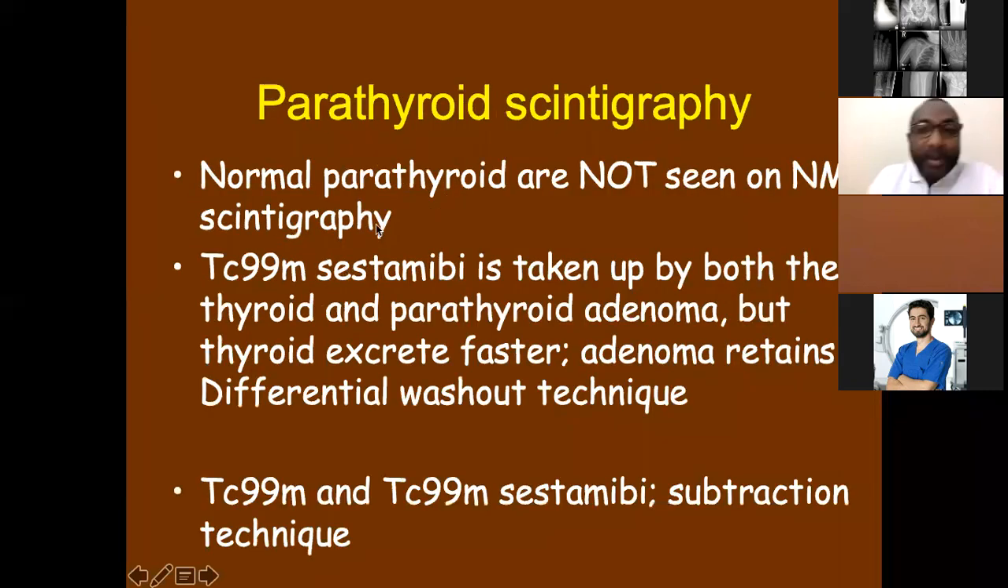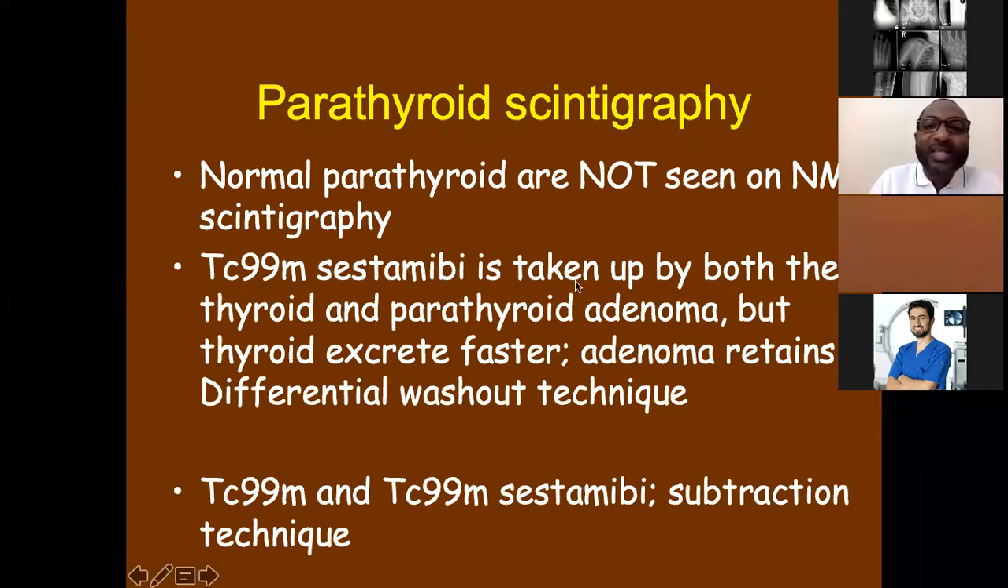Now, remember that whenever we are doing a parathyroid scintigraphy, we inject sestamibi. But remember that the normal parathyroid gland is not seen in nuclear medicine. So we do not see a normal parathyroid. Please, this is very important. Normal parathyroid gland is not visualized by nuclear medicine, whether SPECT CT or PET CT. The reason is that the resolution of our camera is so small that we don't see it.